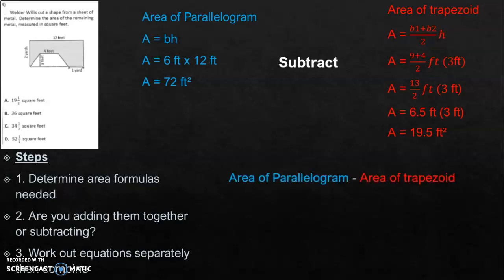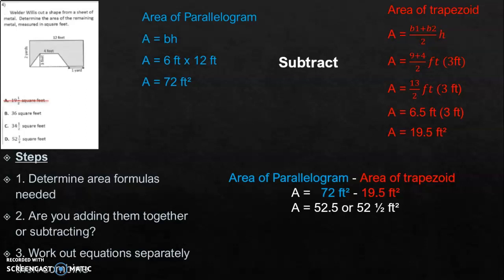So I have the area of my parallelogram or my rectangle minus the area of my trapezoid. So the area of my parallelogram is 72 minus the area of my trapezoid, which is 19.5. Notice I have feet squared, guys. Area is feet squared. Don't forget it's squared, okay? When I subtract 72 minus 19.5, I'm going to get 52.5. And that would be the area of the shaded region.